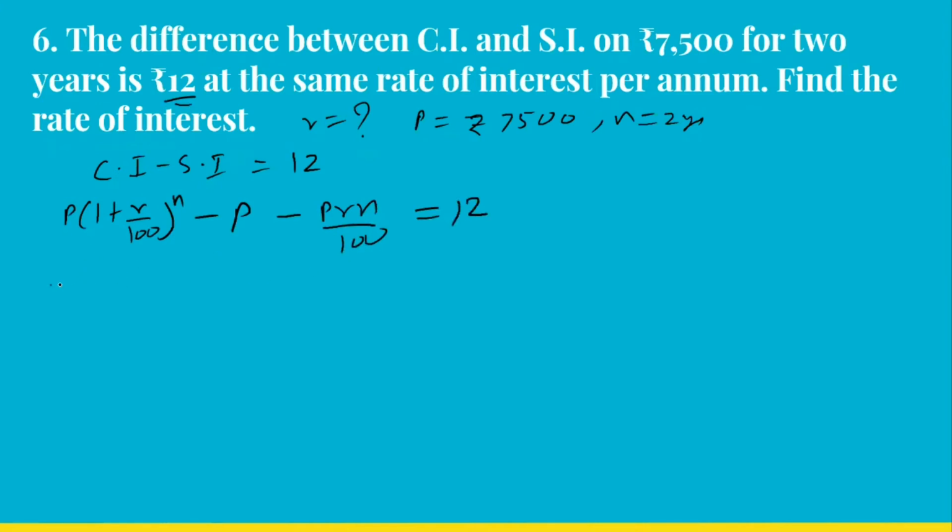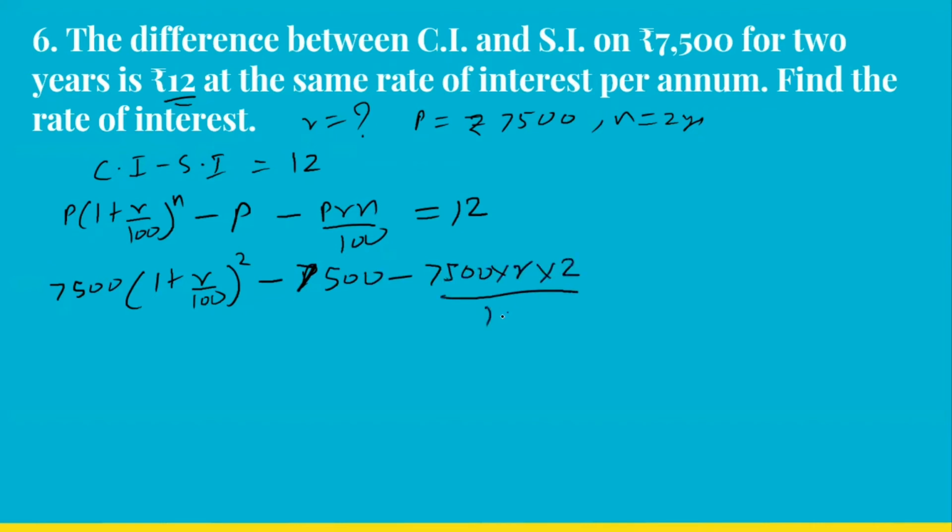Let us put the values. P is 7,500(1 + R/100)^2 - 7,500, minus 7,500 × R × 2/100, which is equal to 12. So simplify this. This is going to be 75 twos are 150R. This is going to be 75,000. Let it be as it is.